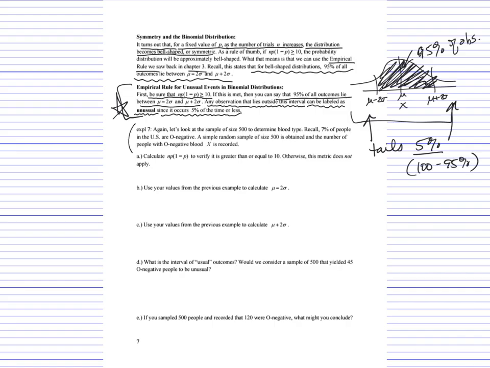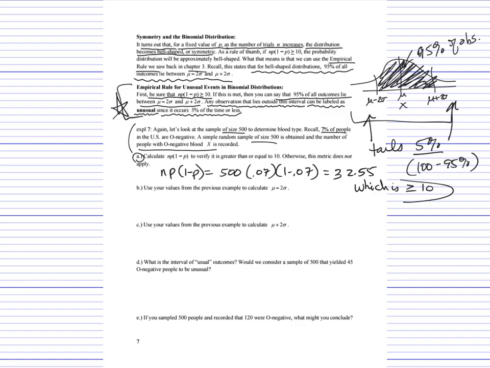7. Again, let's look at the sample of size 500 to determine blood type. Recall, 7% of people are O negative. A simple random sample of 500 is obtained and the number of people with O negative, X, is recorded. First of all, A, calculate n times p times 1 minus p to verify that in fact it is greater than or equal to 10. So, simply put, n is 500, p is 0.07. When I calculate that, I get 32.55, which is greater than or equal to 10. So that criteria is met.